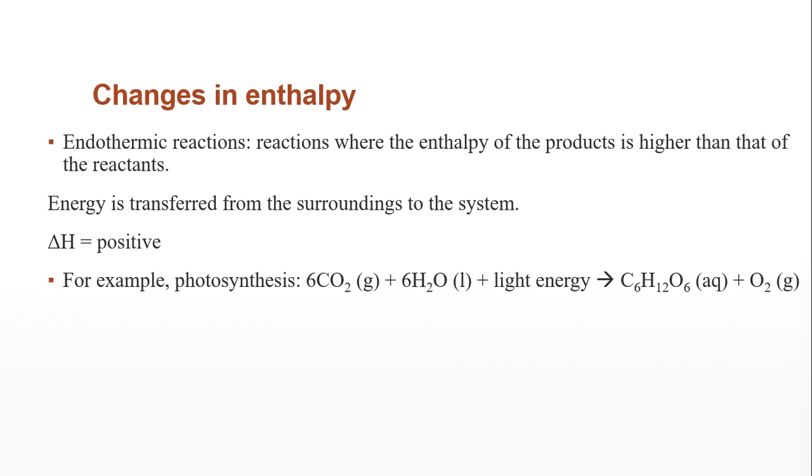A typical example of this is photosynthesis, where carbon dioxide and water are combined using light energy, so we add energy, and therefore we can write that on the reactant side, to form glucose and oxygen gas. The small molecules in the beginning here have a rather low enthalpy, whereas the products formed in the reaction have a high enthalpy.